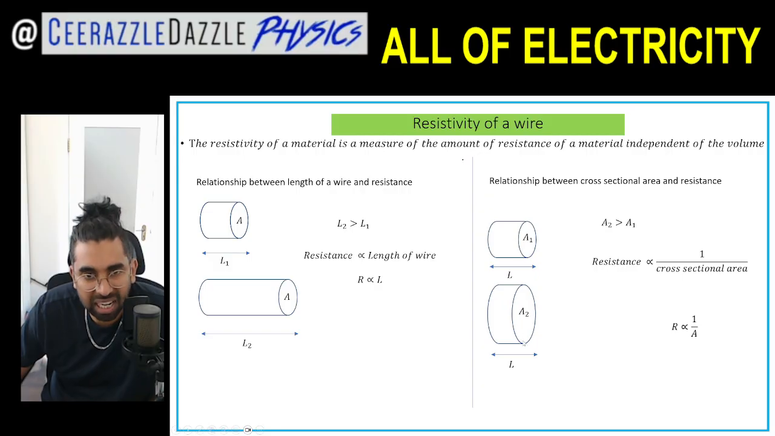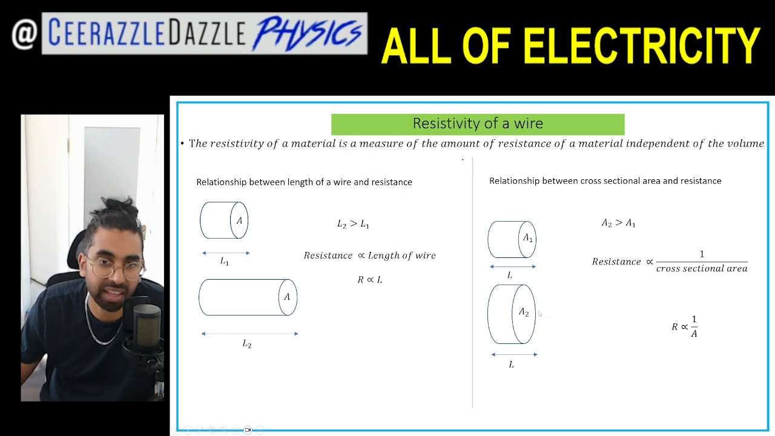But what about if it was the same length but different area? Hopefully you can see that if you were to increase the area, the resistance drops. Why? Because now it's easier to flow through it, because there's more space to flow through. It's like going through 1 lane versus 5 lanes. It's much quicker because you can weave in and out to get there.